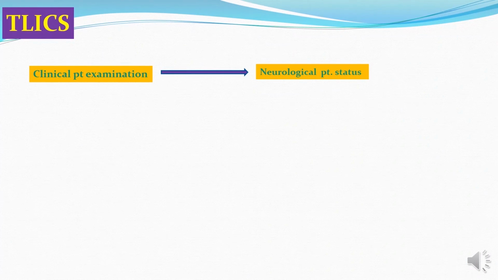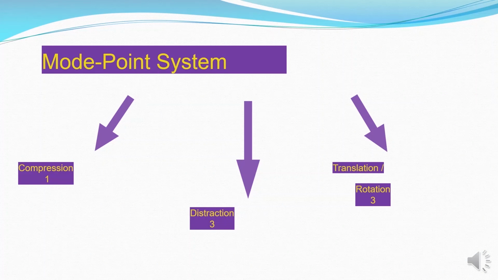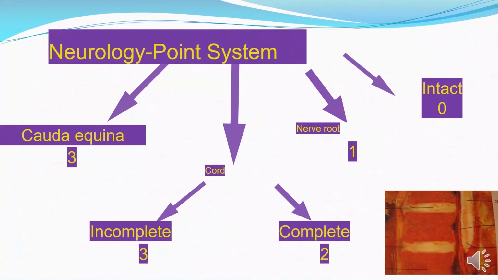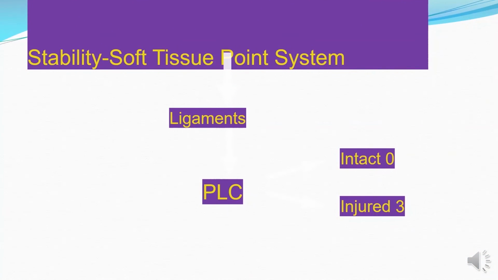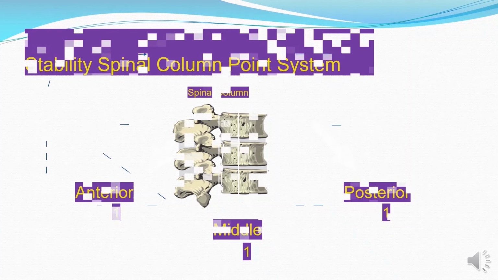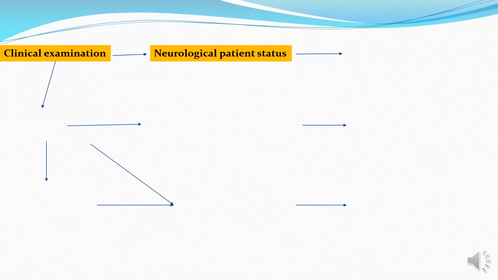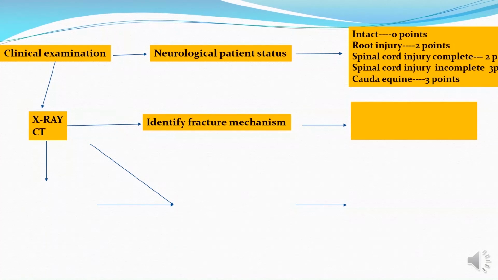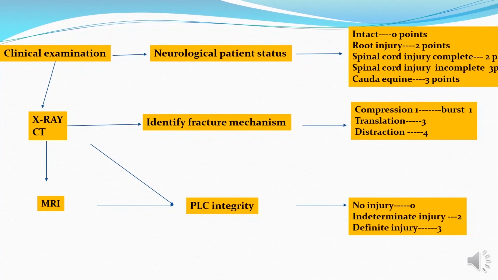TLICS system. It is the clinical patient examination with a point system. Compression takes 1, distraction 3, translation and rotation 3, neurology incomplete 3, while complete 2, nerve root 1, and stability, ligaments PLC either intact or injured. According to the stability of the spinal column, anterior takes 1, middle 1. Here we can combine the radiology and the neurological status of the patient.